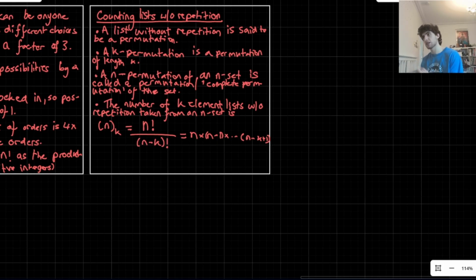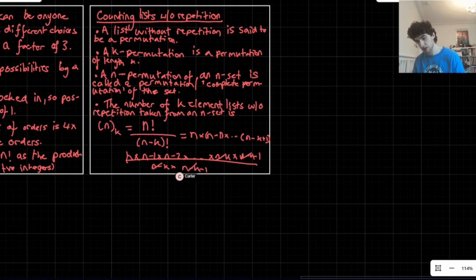Okay, because n factorial is n times n minus 1 times n minus 2 all the way down to times 2 times 1, but everything after n minus k all cancels out. You'll get n times n minus 1 times n minus 2 all the way down to times n minus k minus 1, and then that all cancels out with the denominator. So n minus k times n minus k minus 1.